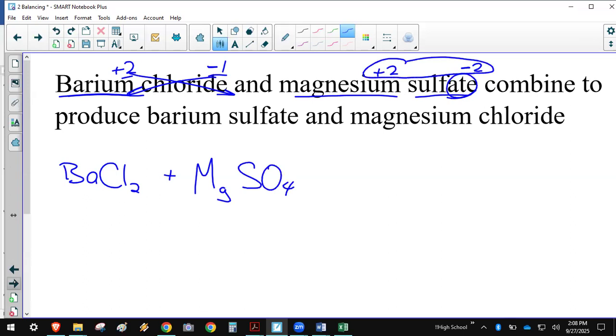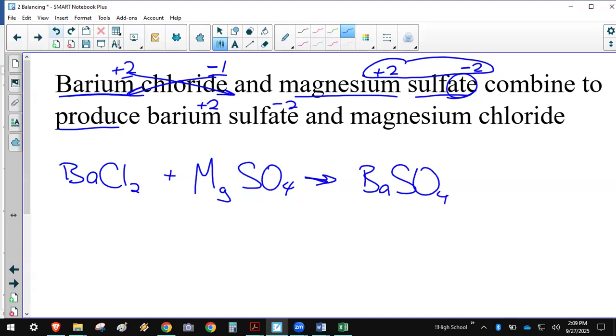So magnesium has 2 electrons to give away. Sulfate is looking for 2 electrons. They're happy the way they are. If you want to use parentheses, go ahead. It's not necessary. I'm going to undo mine. So they react, combine, which means arrow now, to produce. So that's how I know it's on the right-hand side. Barium sulfate. So barium is still a +2. That doesn't change. Sulfate's a -2. So I can just write it as BaSO4.